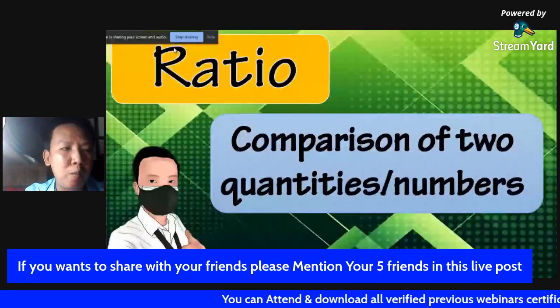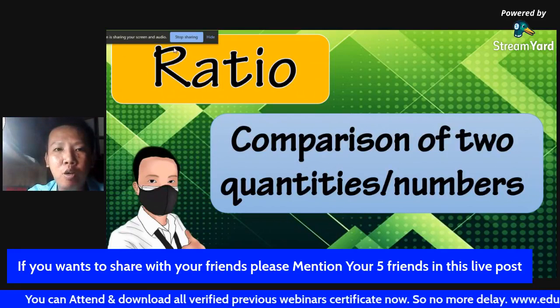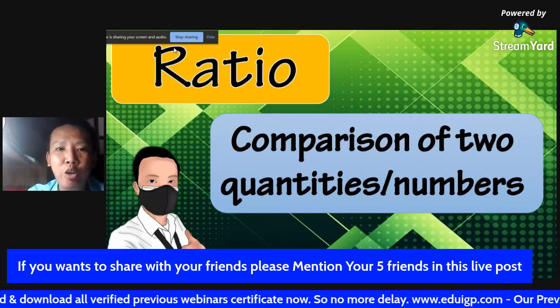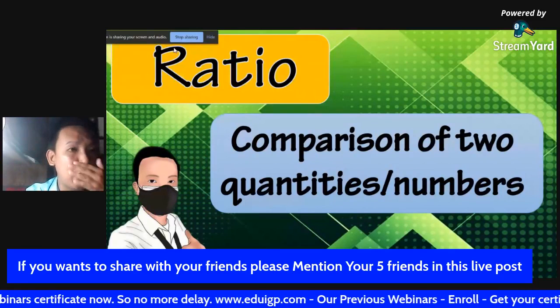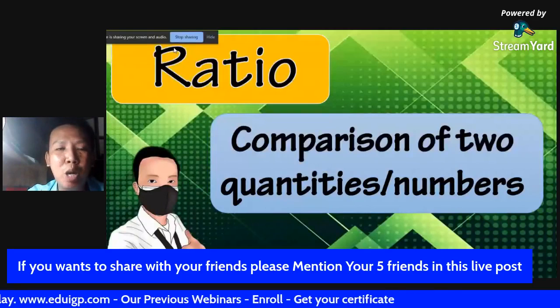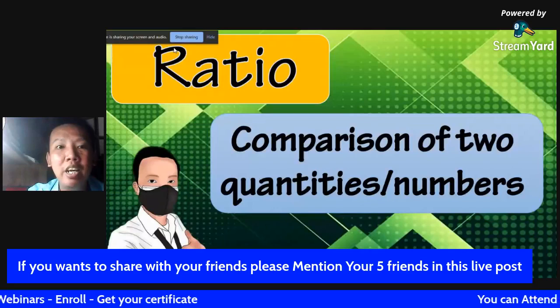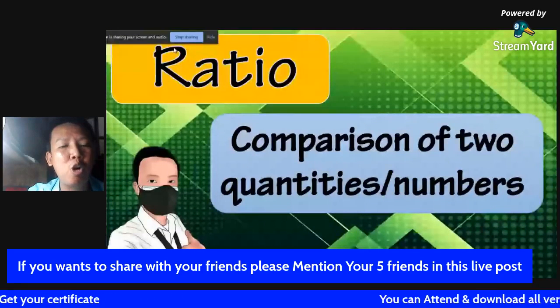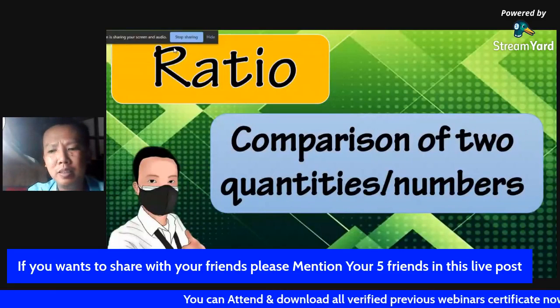For example, if you want to compare the number of chairs to tables in your house, we actually create a ratio. Or for example, in school, if you want to compare the number of boys to the number of girls in your class, you are already creating a ratio. So it's a comparison of two quantities or numbers.